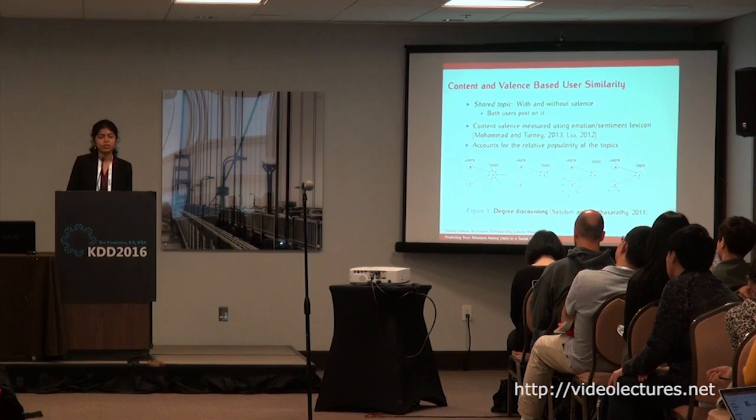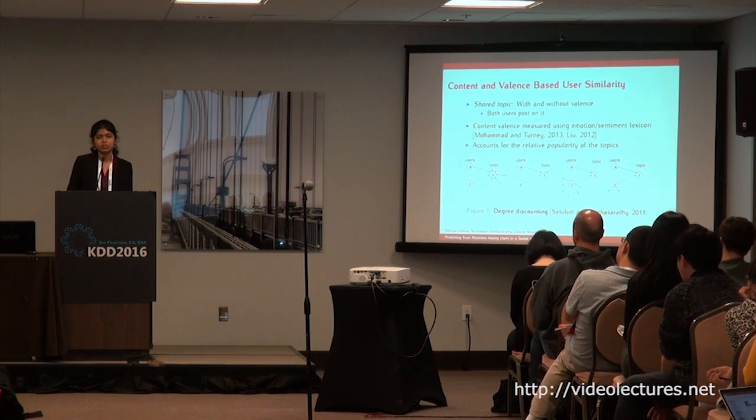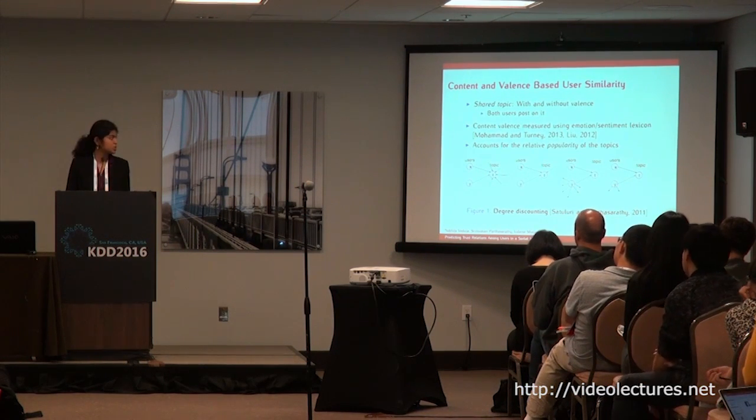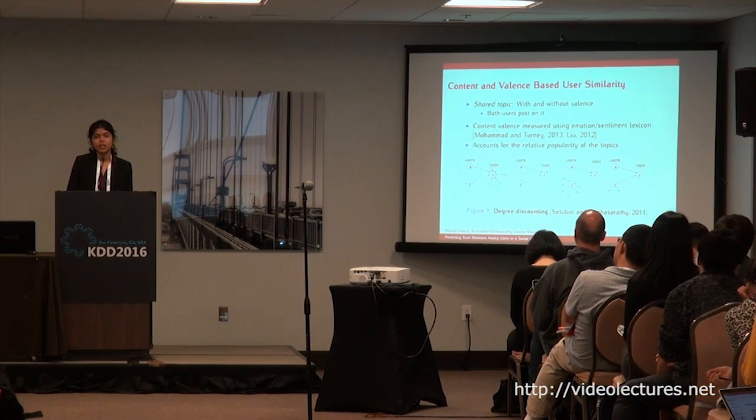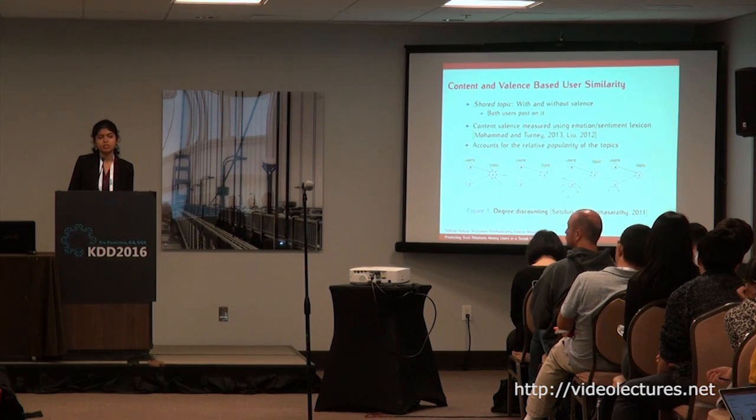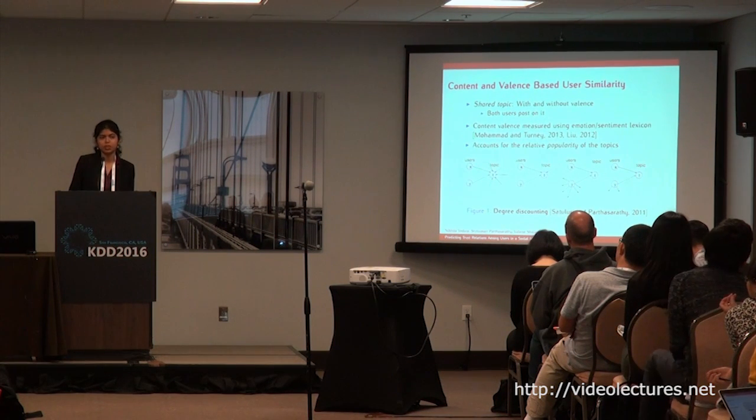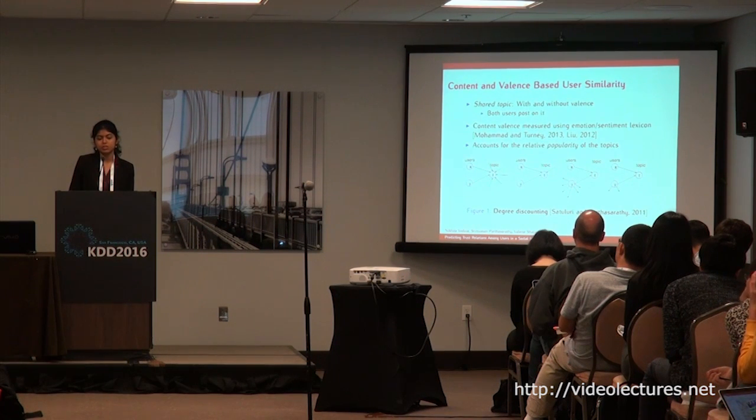We'd also like to account for the relative popularity of the topics. I'll explain the idea behind this using an example. In the first figure, we can see that there's a pair of users who share a common topic T. However, the topic seems to be very highly popular. It has too many incoming edges, meaning a lot of users post on that topic. So in such a case, we cannot make a very strong statement about the similarity between this pair of users.